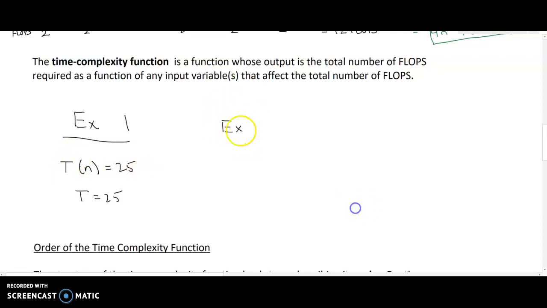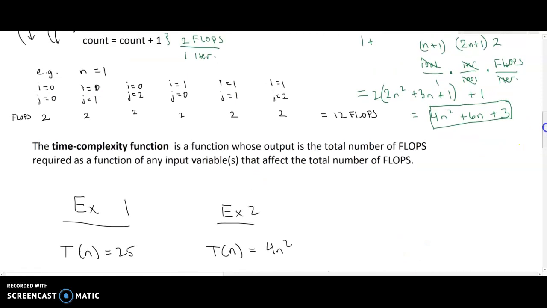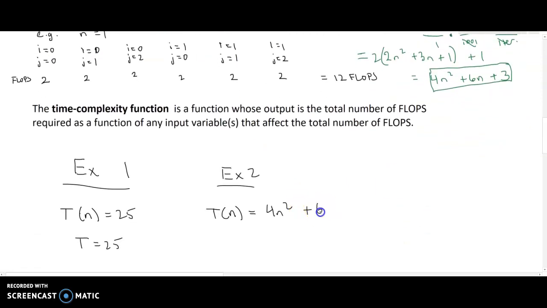In example 2, we just found our time complexity function to be T of n equals 4n squared plus 6n plus 3. And here you could see that the input, the value that affected the number of times this would run, would be the value that the user passed to that function. Of course, we assumed that it was a non-negative integer value and all that stuff, but this would be our time complexity function.